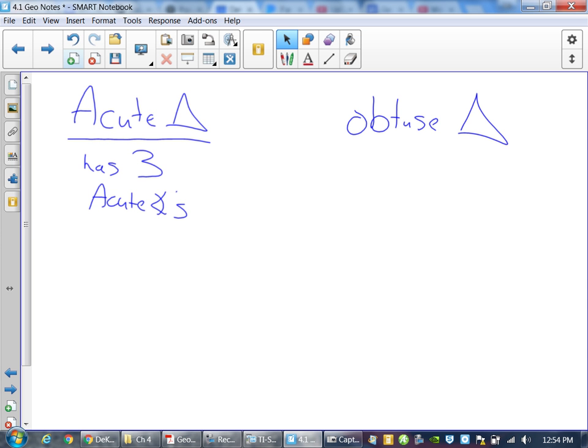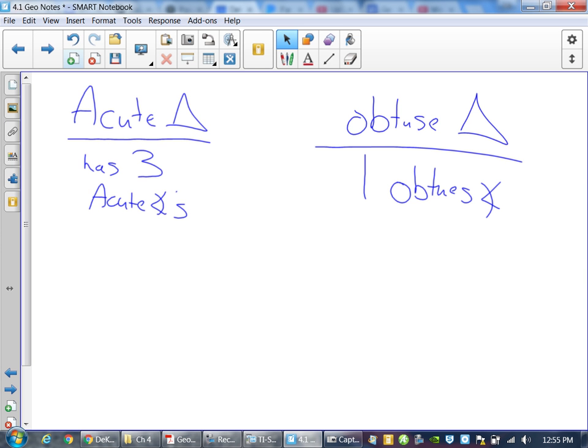And then the obtuse triangle would have how many obtuse angles? How many obtuse angles can you have in a triangle? One. You can only have one. Because what's an obtuse angle? More than 90. So if I have something that's more than 90, and there's only 180 degrees to go with, I can't have more than one obtuse, unless we're in a different plane.